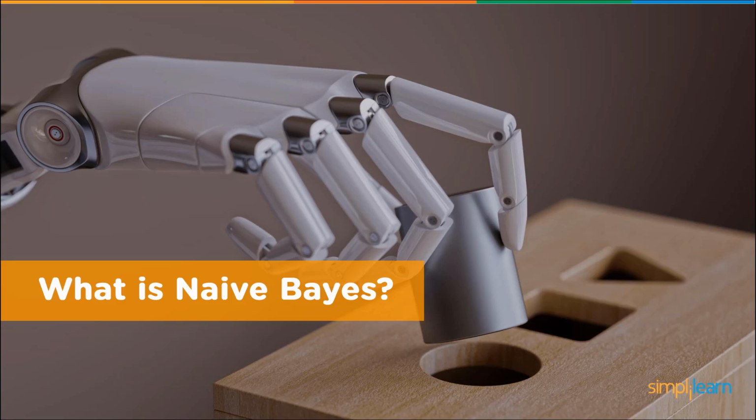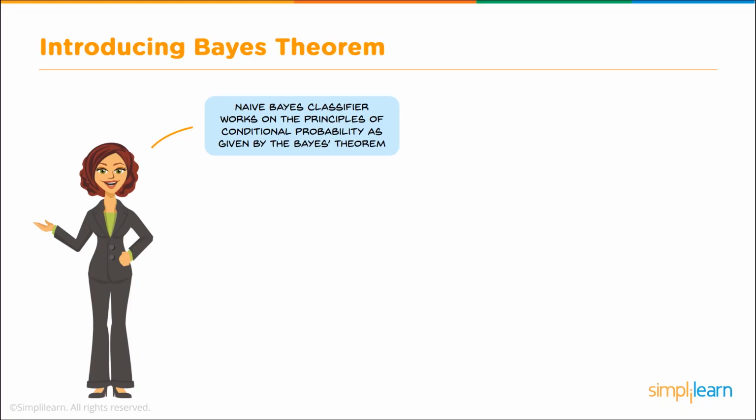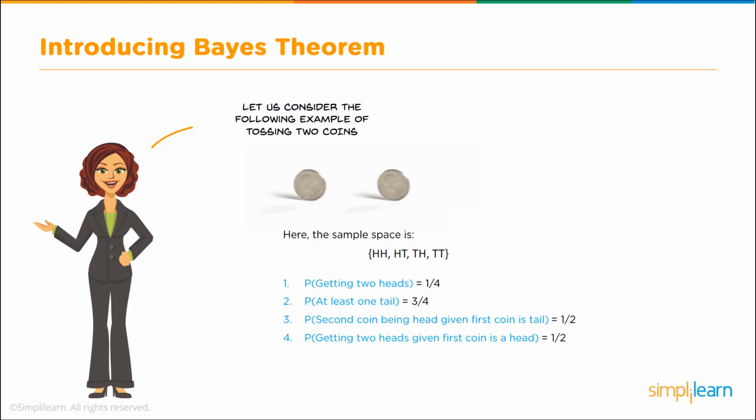What is Naive Bayes? Let's start with a basic introduction to the Bayes theorem, named after Thomas Bayes from the 1700s, who first coined this in the Western literature. Naive Bayes Classifier works on the principle of conditional probability as given by the Bayes theorem. Before we move ahead, let us go through some of the simple concepts in the probability that we will be using. Let us consider the following example of tossing two coins.